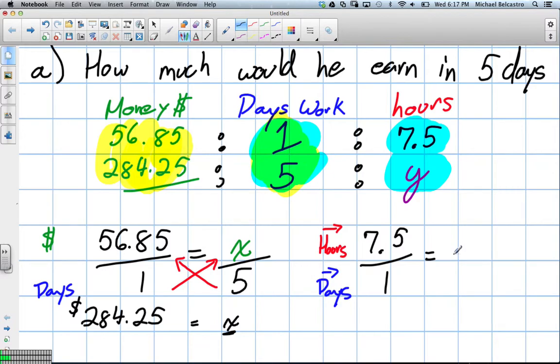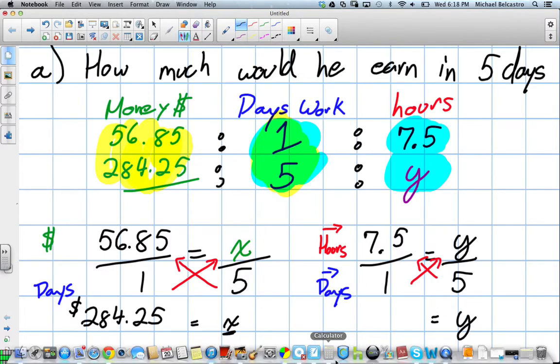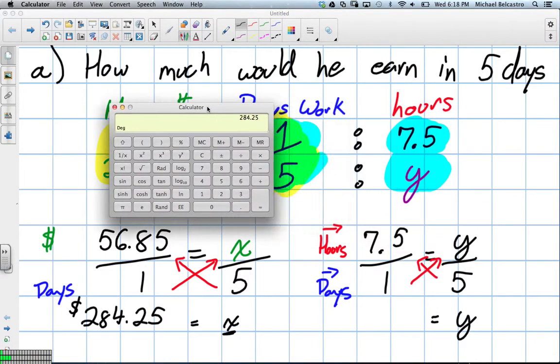y over 5. That's right, y over 5. All right, how can I simplify this? Or how can I solve for y? Cross multiply. Okay. So when I do 1 times y, what will I get? Y. Yeah. And then 7.5 times 5.